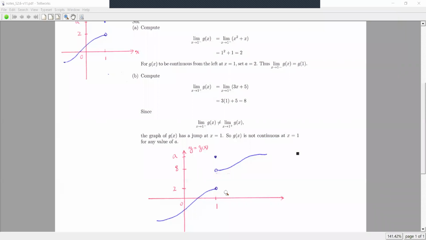Because the graph has a jump, no matter where we place this solid point, we cannot make the graph continuous from the left side and at the same time continuous from the right side. So the conclusion is the function g is not continuous at 1 for any value of a. This continuous is both-sided continuous.